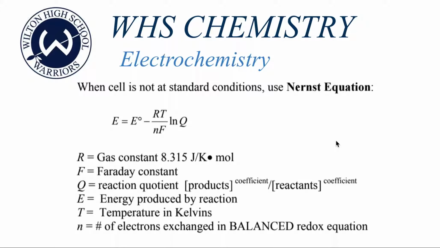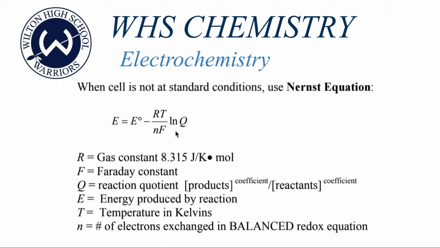Okay, one other equation that you should know is the Nernst equation, but this doesn't really come up that much. When the cell is not at standard conditions, which it usually is, the E of the cell is equal to E naught minus RT over nF ln of Q. R is the gas constant, which is 8.315, and the Faraday constant is F. Q is the reaction quotient, which is not the equilibrium constant. The reaction quotient is the products to their coefficients over the reactants to their coefficients.